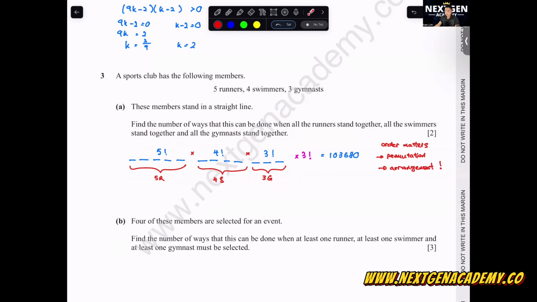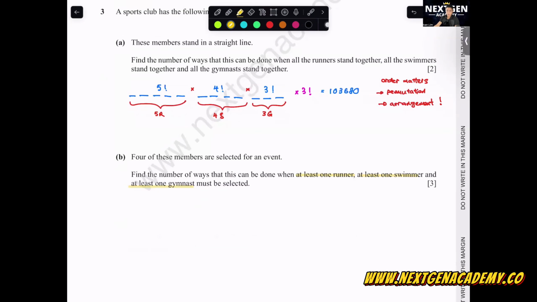B, 4 of these members are selected for an event. Find the number of ways that this can be done when at least 1 runner, at least 1 swimmer and at least 1 gymnast must be selected. Is the order important when you select them? That means when you select the runner, the swimmer and the gymnast, does the order of how you select them matter? Yes or no?